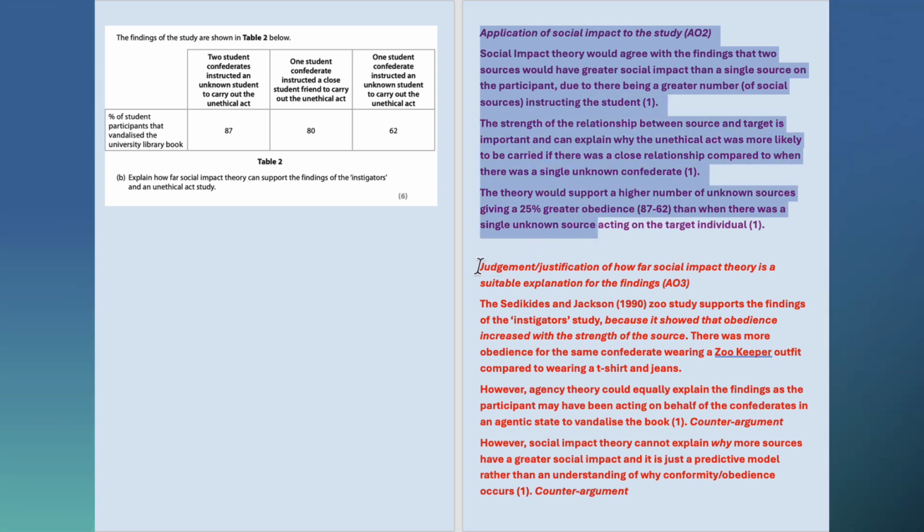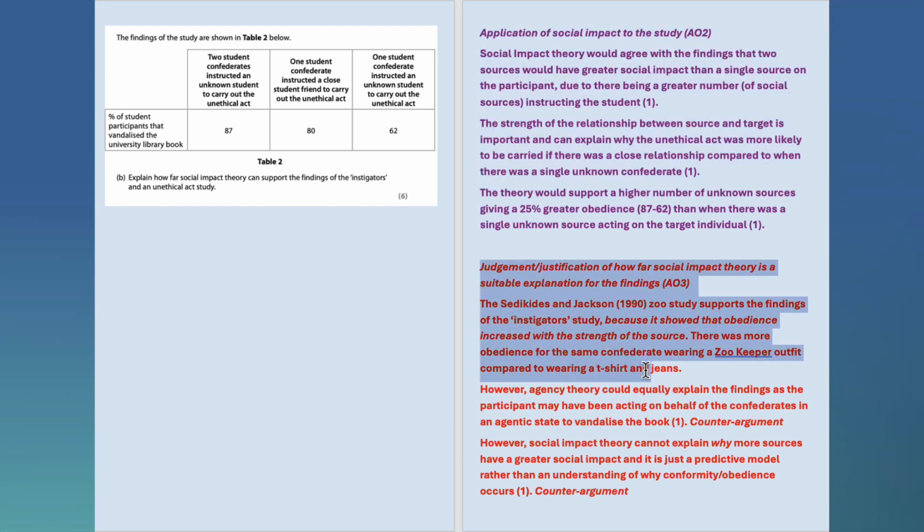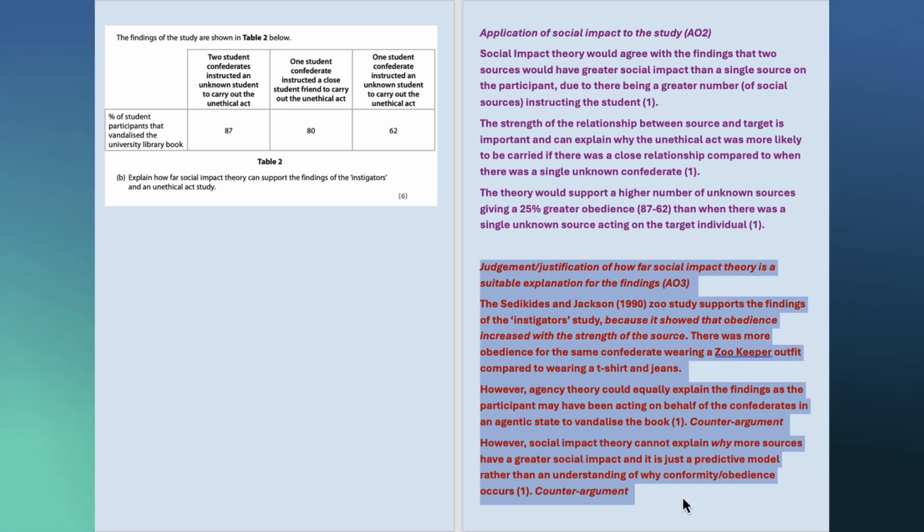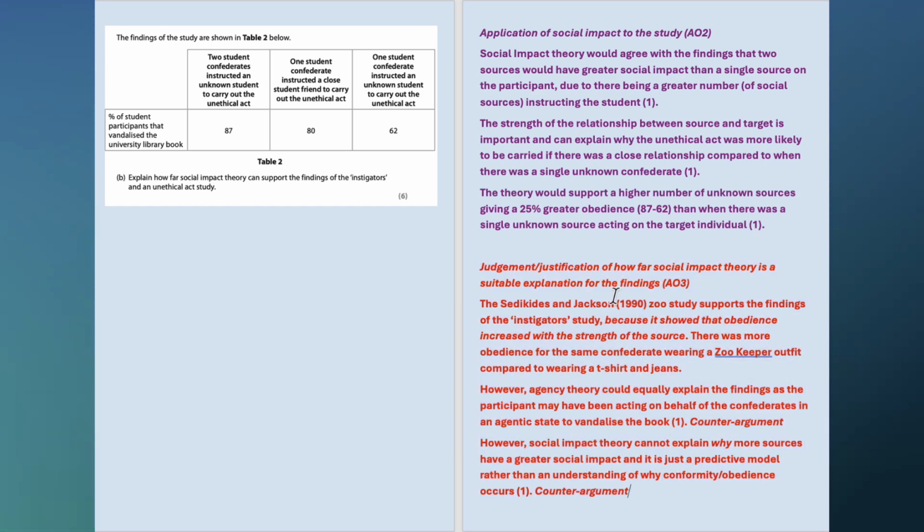And your second set of marks is basically saying how far, what's the evidence that it is going to work, what's the evidence that it isn't going to work as an explanation. And that's key. And again, I would emphasize the need for having research there to support it. That research could come from a study like Siddiqui and Jackson, which is part of the AO3, or it could come from any of your named studies, whatever might be appropriate, whether it's Milgram, Berger, Sharif, whatever works in terms of the question you're looking at.